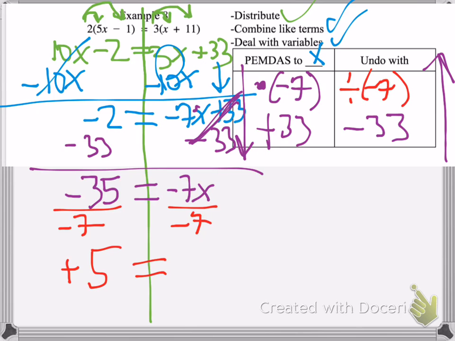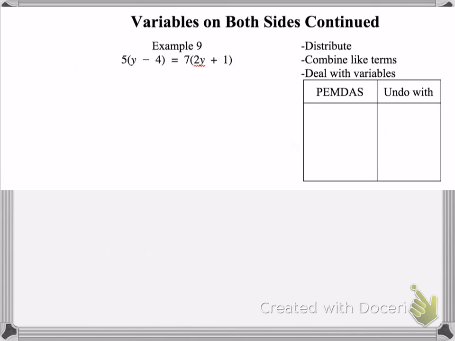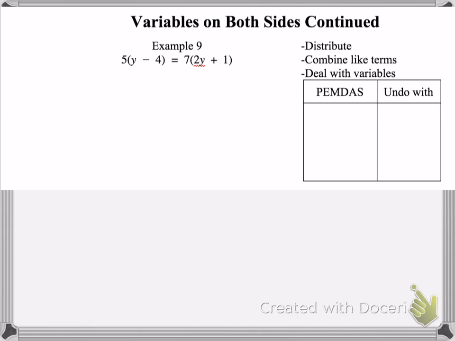And on the right side, negative 7 divided by negative 7 is 1, so we're just left with x. X is 5, because I don't need that plus sign. You are more than welcome to plug it back in and check your answer. I highly recommend that you do every single time. So let's see how many more. Oh, we got 3 more, so I'm going to hurry up a little bit.